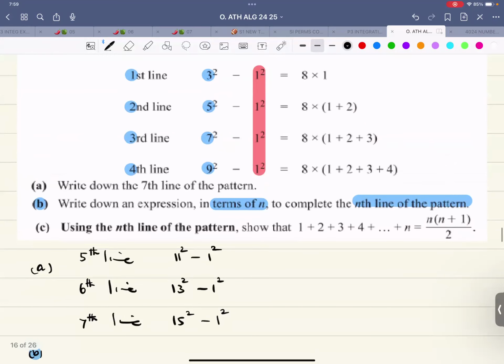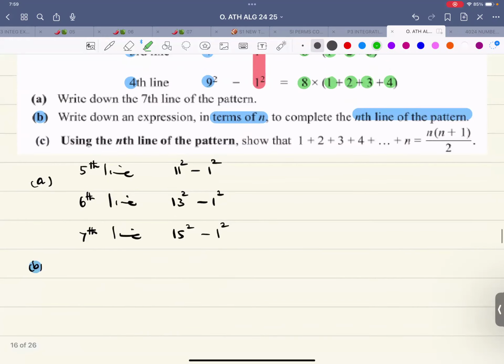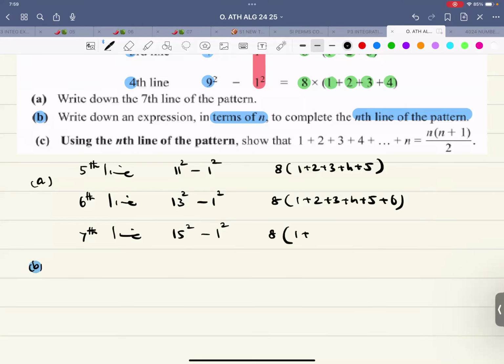And then if I write it further on, this green thing, that's 8 into 1. That's 8 into 1 plus 2. That's 8 into 1 plus 2 plus 3. That's 8 into 1 plus 2 plus 3 plus 4. So therefore, over here, we will write this is 8 into 1 plus 2 plus 3 plus 4 plus 5, because there are 5 lines. And this is 8, 1 plus 2 plus 3 plus 4 plus 5 plus 6. And then over here, 8, 1 plus 2 plus 3 plus 4 plus 5 plus 6 plus 7. That is what is happening over here.